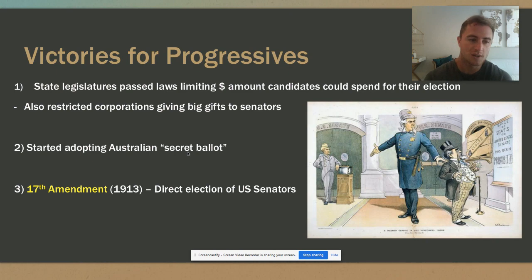And then, of course, the big one, the 17th Amendment, the direct election of U.S. senators. It's a long time coming. Since the ratification of the Constitution in 1788, senators had not been directly elected, and here we are in 1913, we finally are electing our own senators.